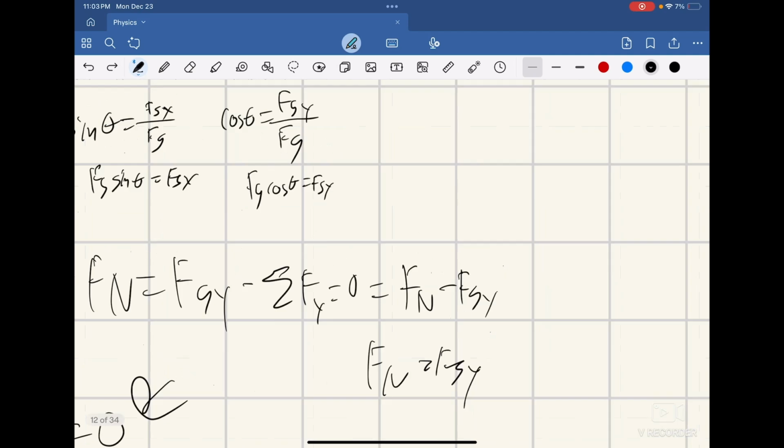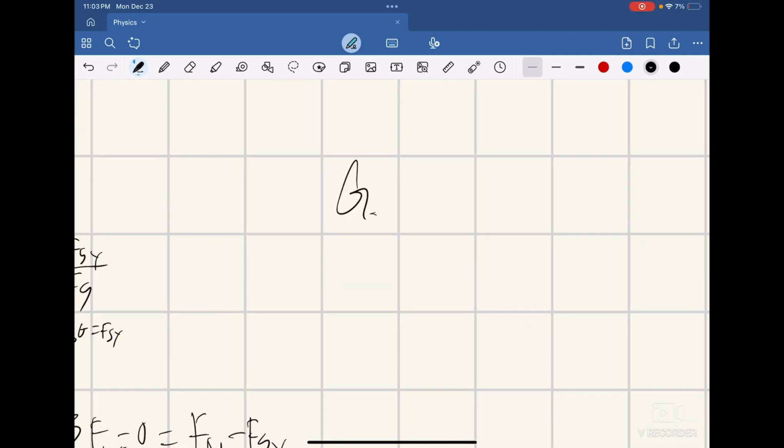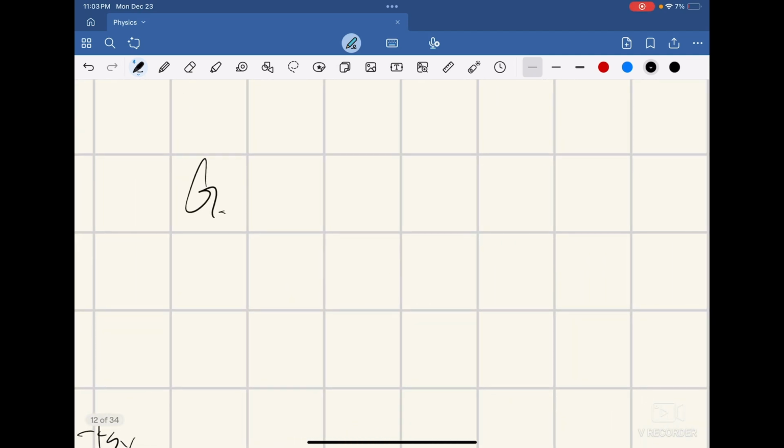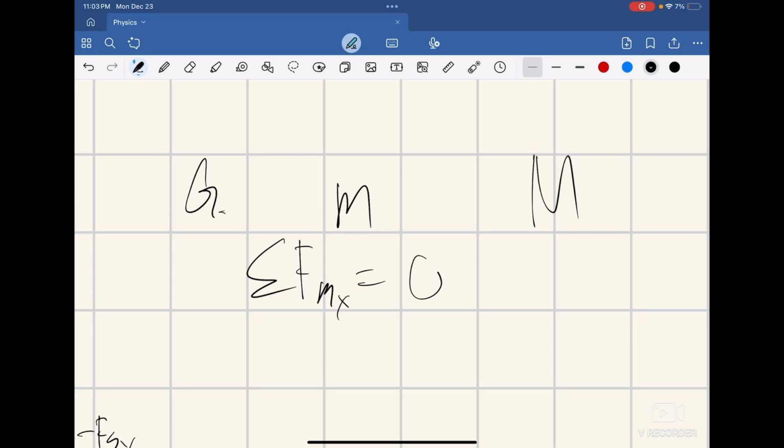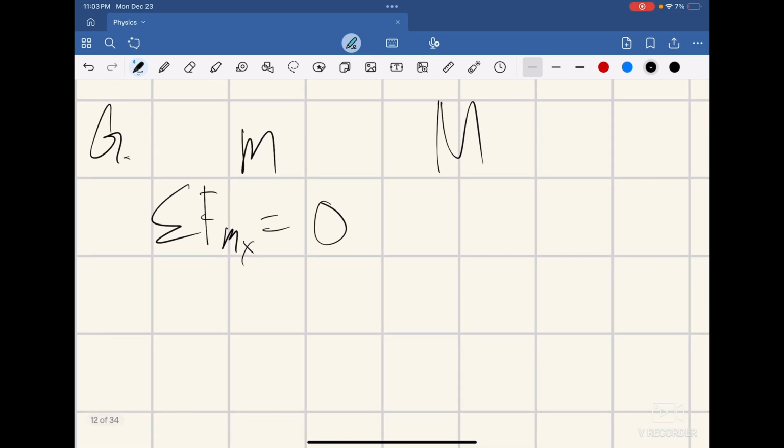Alright, so for part G, our last question, we're asked to calculate the minimum coefficient of static friction to keep the block stationary. So we have to divide this into two parts, for block m and for block big M. For small block m, the sum of forces in x is 0, because this states it's in equilibrium. Same for big M, it is equal to 0.